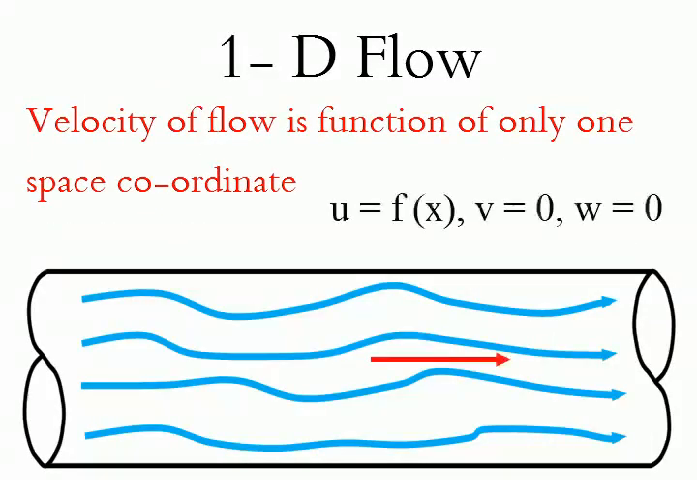The flow in which the velocity is a function of time and one space coordinate is called one-dimensional flow. The flow through a pipe is considered as one-dimensional flow.